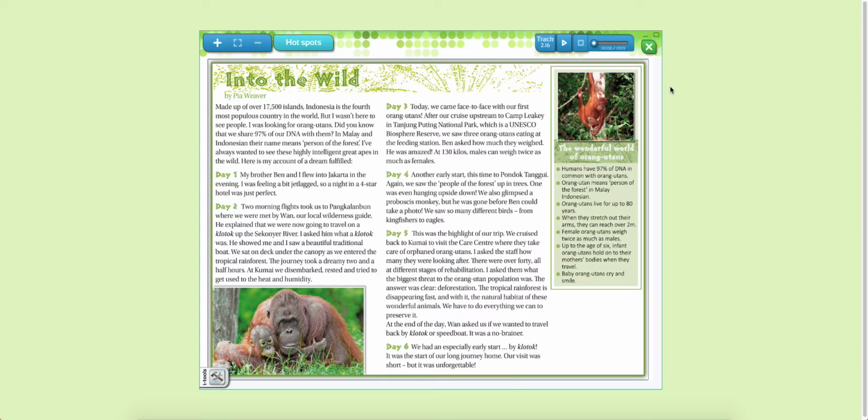We had a special early start by klotok. It was the start of our long journey home. Our visit was short, but it was comfortable.